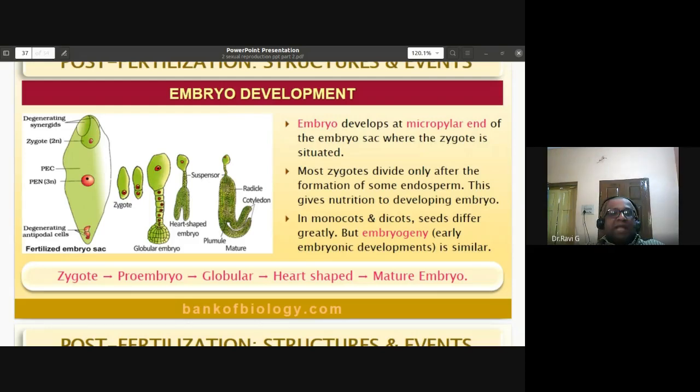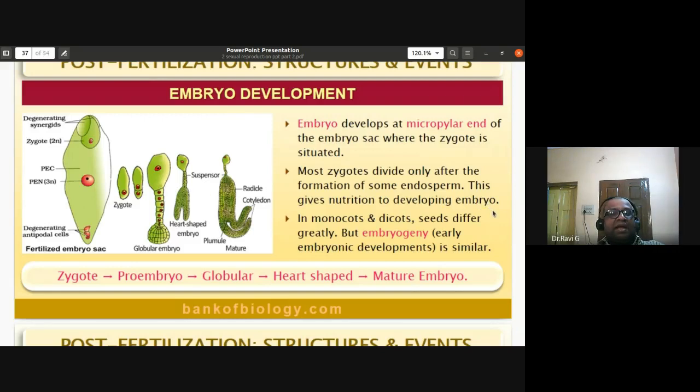Okay, so there are stages here. If you look into the stages, the zygote undergoes unequal mitotic cell division to form two cells. One is a large cell, another is a small cell. The embryo develops at the micropylar region of the embryo sac where the zygote is situated. Most zygotes divide only after the formation of endosperm so that they get nourishment. So this gives nutrition to the developing embryo.